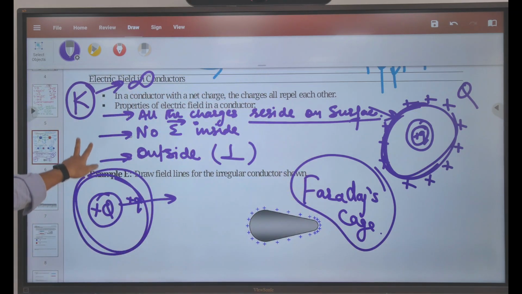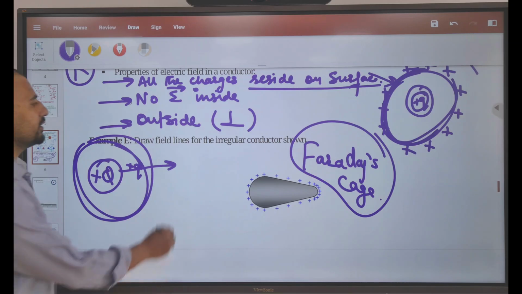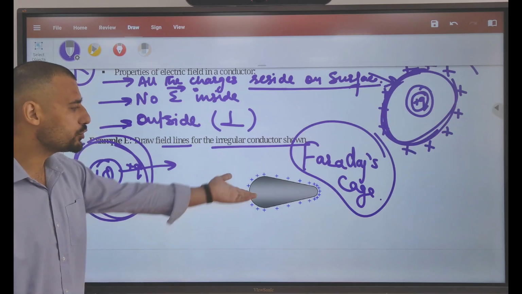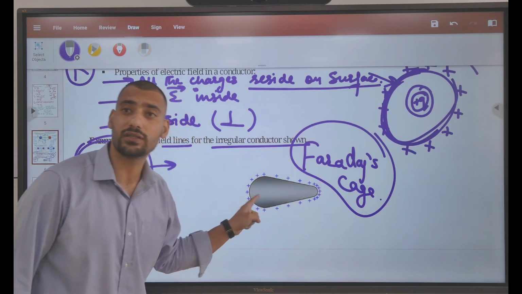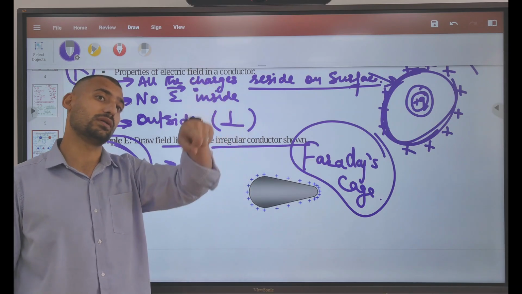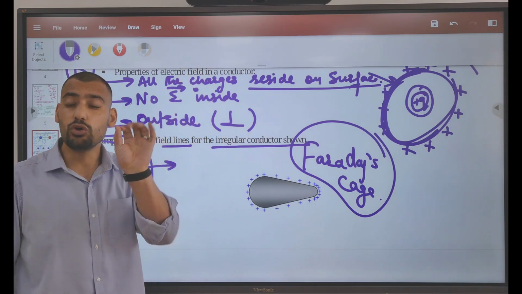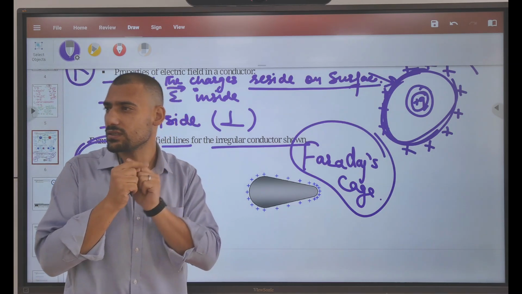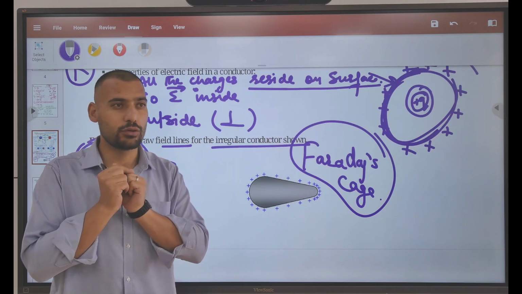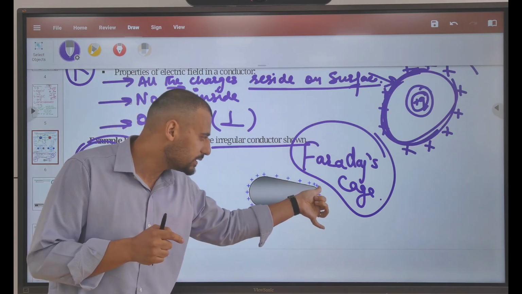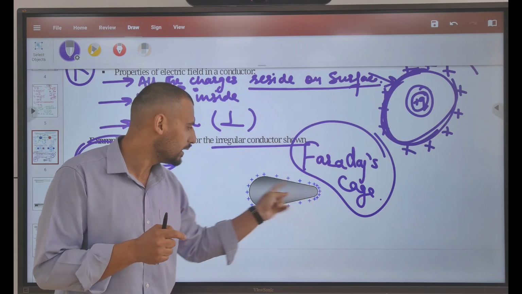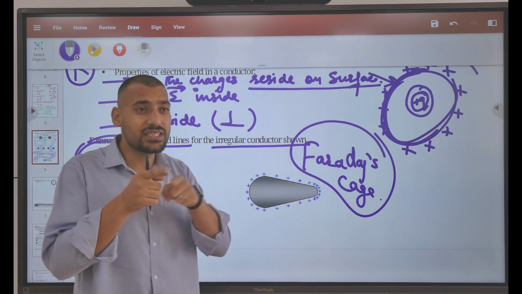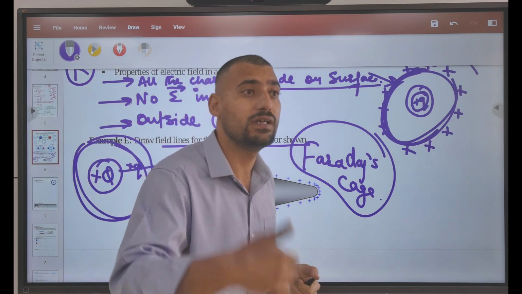Now we have a question. Example E. Draw the field lines for the irregular conductor shown here. See, all the charge is present on the outside. And remember one thing, whenever charge is given, most of the charge is always present at the corners, at the edges. Because here, see, the density of the charge is more, right? Here it is less. The maximum charge at the edges shows more electric field strength.